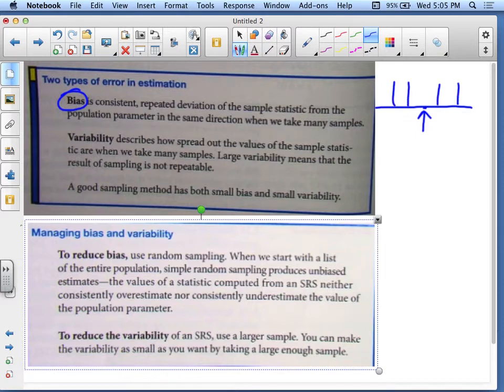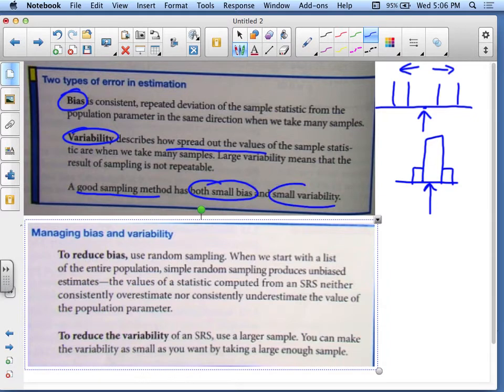Notice how this is spaced out evenly. Another way of doing it, if we do it like this, let's say this is my true parameter. Notice that the majority of the data is right on the parameter. Okay, this is evenly spaced this way and this way, so it's still evenly about the parameter. Now, as far as variability, that's how spread out the values of the sample are. So remember, when you need a good sampling method, you need both small bias and small variability.